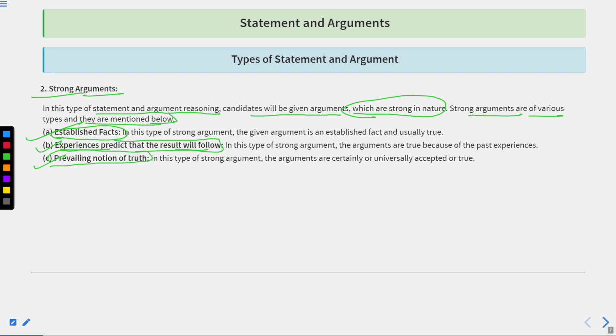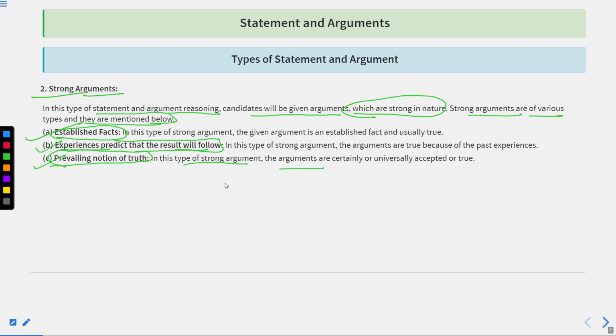If any of the arguments given for the proposition of the premises follows a prevailing notion of truth, that argument has to be taken into consideration, not the weak argument but the strong argument, because these arguments complement the premise and the proposition that has been given. And those arguments will be the correct answer for the questions in regards to the statements and arguments. We will be focusing on the questions.